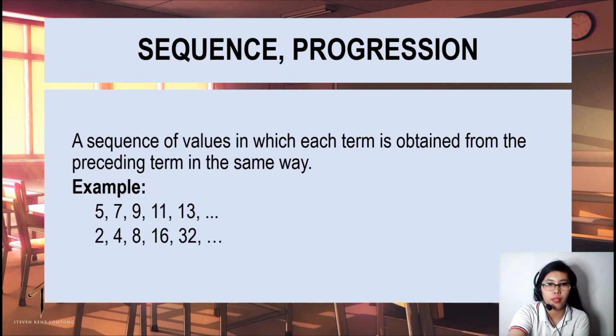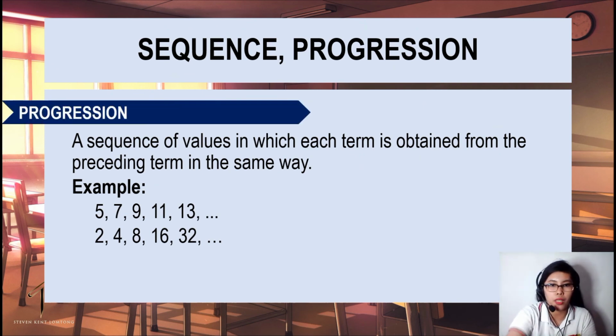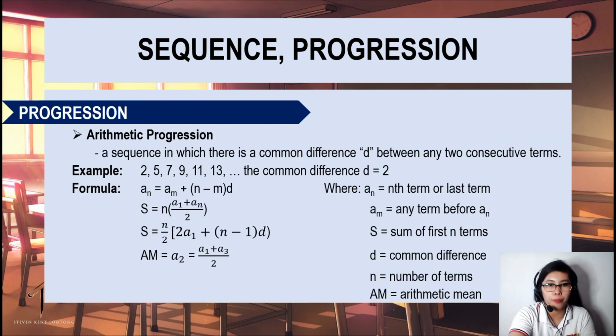So a sequence of values in which each term is obtained from the preceding term in the same way is called a progression. For example, we have 5, 7, 9, 11, 13, and 2, 4, 8, 16, 32. An arithmetic progression is a sequence in which there is a common difference, the letter d, between any two consecutive terms. For example, we have 5, 7, 9, 11, 13. The common difference is equal to 2.